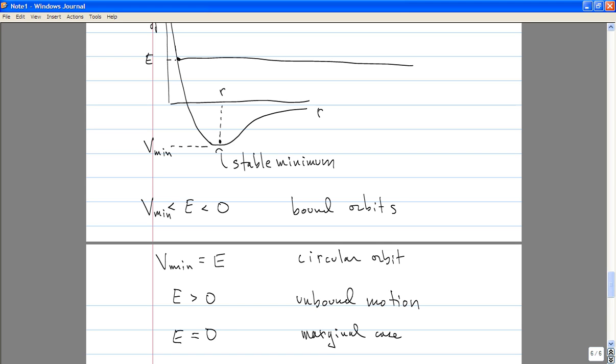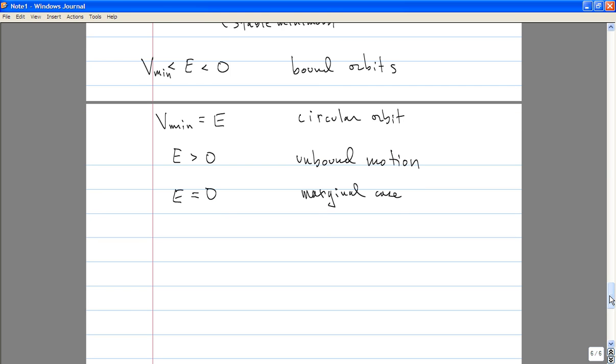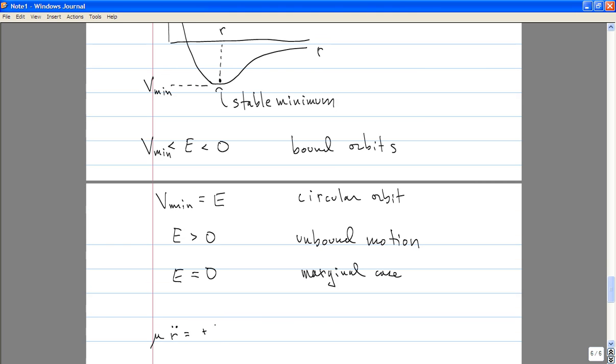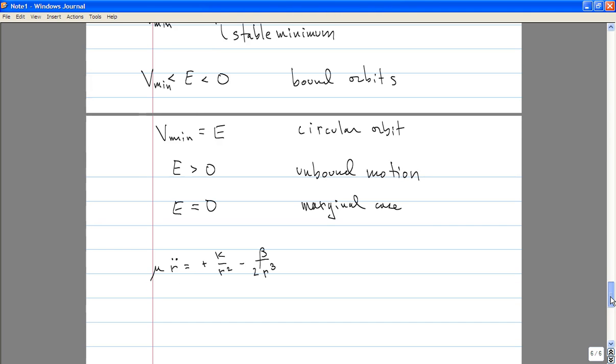So it turns out that the equations of motion can be solved exactly in this case. So let me just write down the equations of motion so I don't forget them. So mu times r double dot is minus V prime, where V prime is this effective potential. So you'll have plus k over r squared minus beta over 2 r cubed. I hope I got that right. If I didn't get this right, I'll never be able to get the right answer.